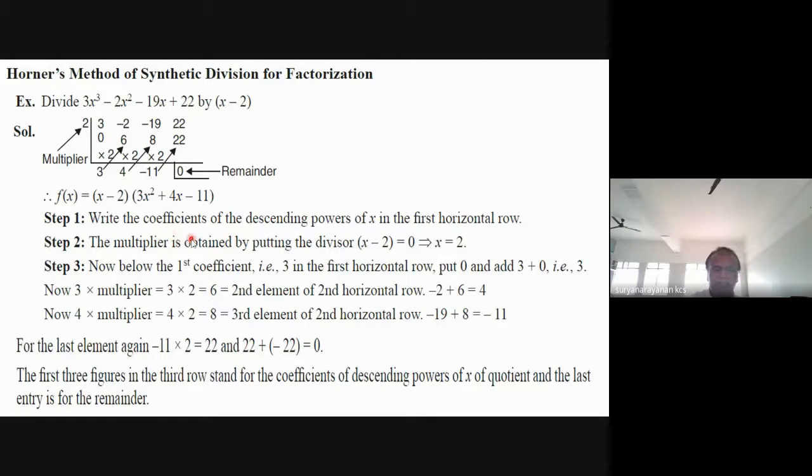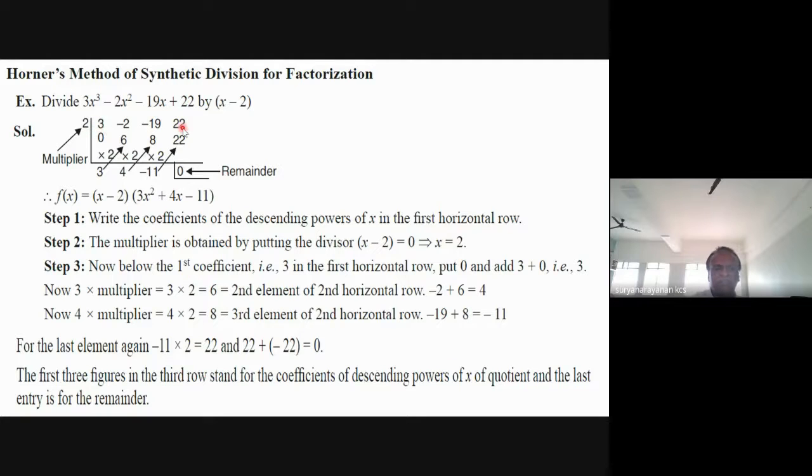Write the coefficients of descending powers of x in the first horizontal row. So in this first horizontal row, this is the divisor, this is the dividend. In this dividend we have to write the coefficients of the x terms, x cube, x square, and so on. We start with the highest power. So x cube coefficient is 3, x square coefficient is -2, x coefficient is -19, and then the constant. In this order, we write the coefficients of the descending powers of x.